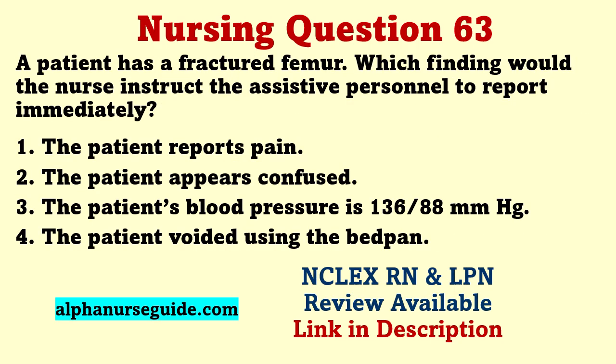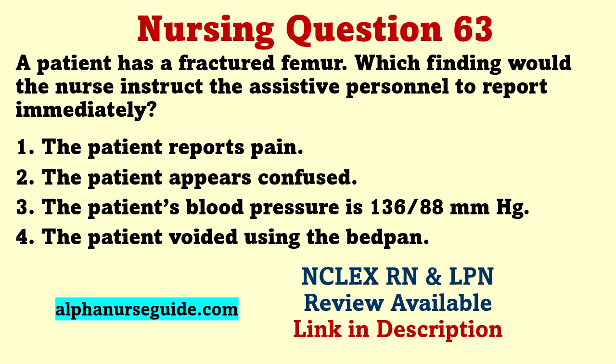A patient has a fractured femur. Which finding would the nurse instruct the assistive personnel to report immediately? 1. The patient reports pain. 2. The patient appears confused. 3. The patient's blood pressure is 136/88. 4. The patient voided using the bedpan.